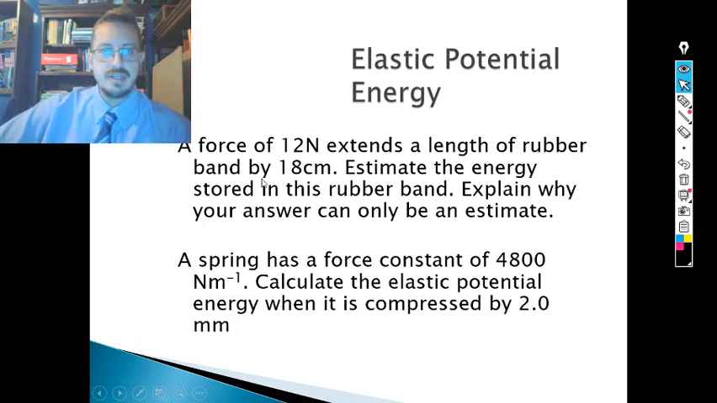Elastic potential energy, here's a couple of example problems related to that idea. A force of 12 newtons extends the length of a rubber band by 18 centimeters. Estimate the energy stored in this rubber band and explain why your answer can only be an estimate. A spring has a force constant of 4,800 newtons per meter. Calculate the elastic potential energy when it is compressed by 2 millimeters. Right, so think about, based on the equations that were presented, how you might go about calculating these. If you have any questions, please don't hesitate to ask or leave it down in the comments below. I'll leave it to you to work through these example problems.